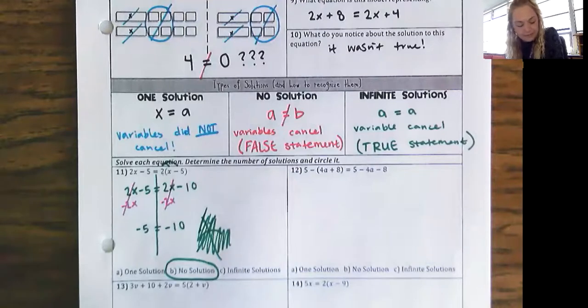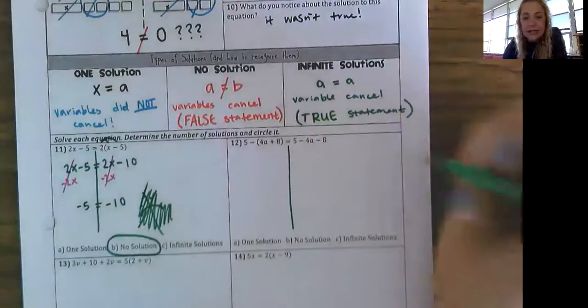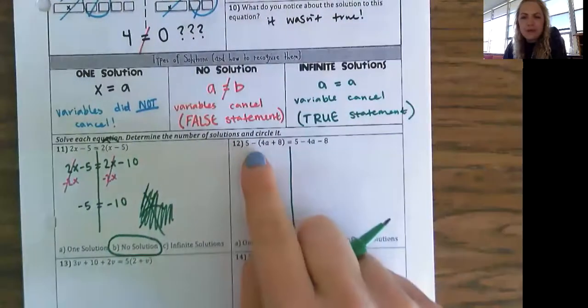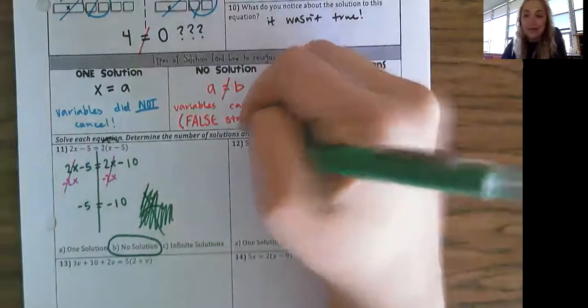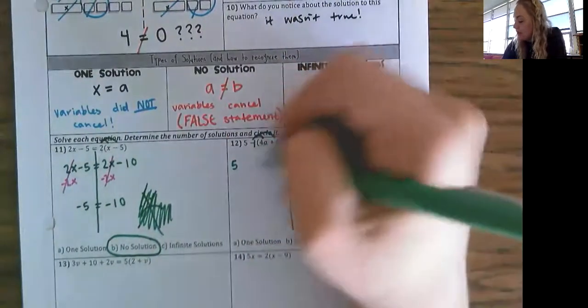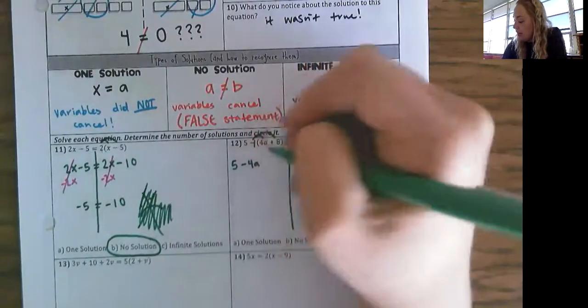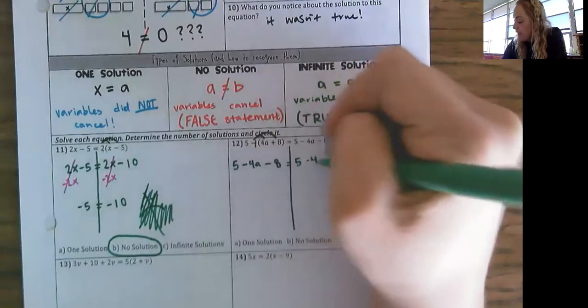Okay, let's look at another one. Let's look at problem number 12. Separate the 2 sides and distribute. What do I distribute? There's just a negative there? Fear not. It's a negative 1. Distribute that to everything inside. There's still a 5 outside of that stuff. Negative 1 times 4a is negative 4a. Negative 1 times 8 is negative 8. And I have 5 minus 4a minus 8.